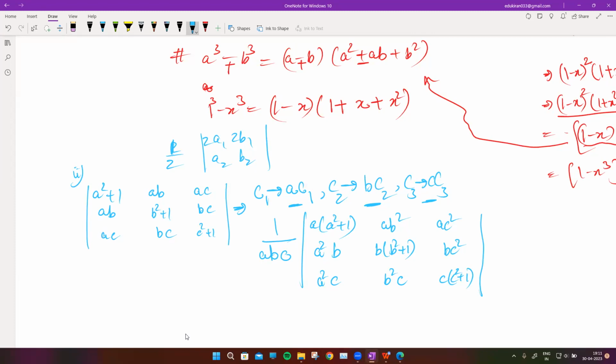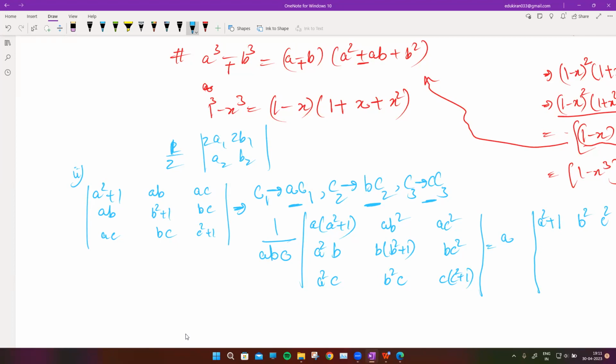Because from the first column, I can take a common still. This a gets cancelled out. From the second column, I can take b common, and similarly from the third column, I can take c common. But what I'm doing is I have multiplied this column wise, and now I'm taking common row wise. So I can take a common from the first row. You can check this. We are left with a square plus 1, then b square, and then again c square.